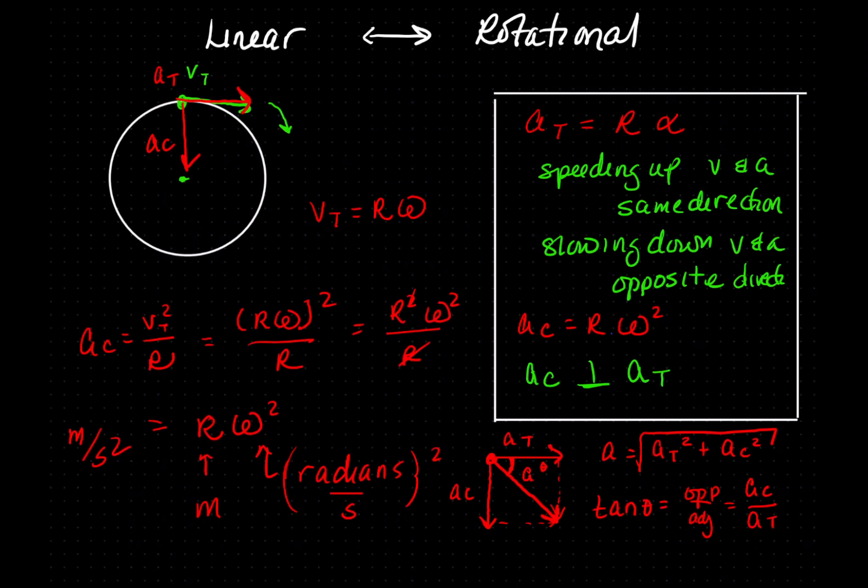Tangential acceleration will change because of changing speed, and centripetal acceleration will change because of changing direction. Remember, acceleration is a vector. So if the direction changes, even though the amount, the magnitude, is the same, the acceleration will still change.